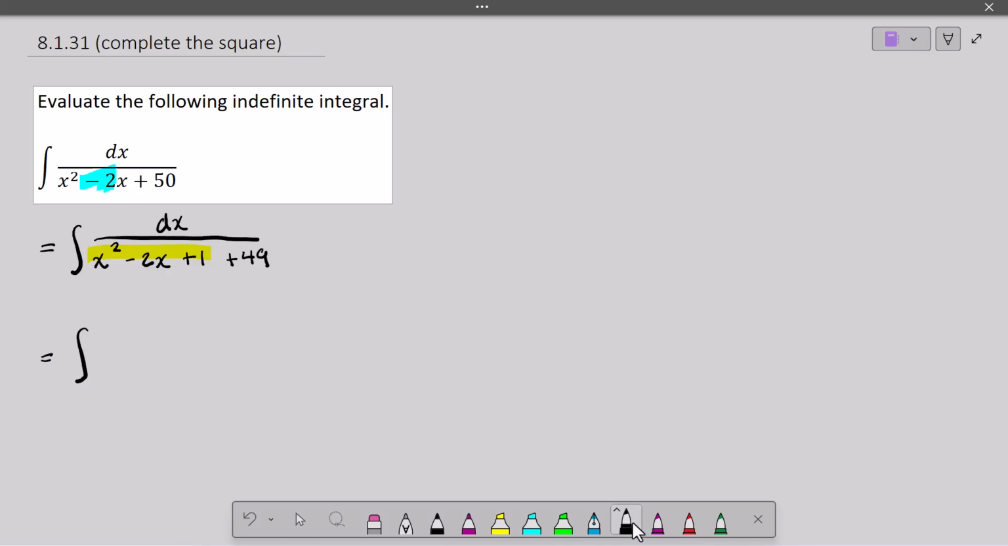So let's go ahead and do that. The denominator will now be x minus 1 quantity squared plus 49. And we are in a position where we may recognize that this is looking kind of like the inverse tangent integral. Hopefully you're seeing that. But that integral is a little different. We have dx over 1 plus x squared, or x squared plus 1, doesn't matter how you write it.